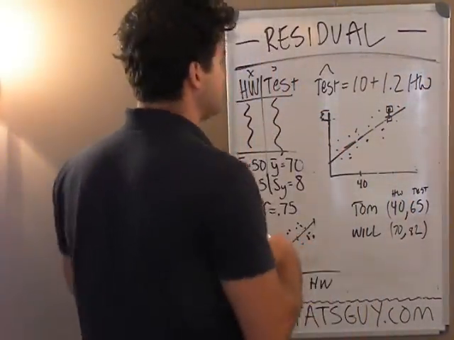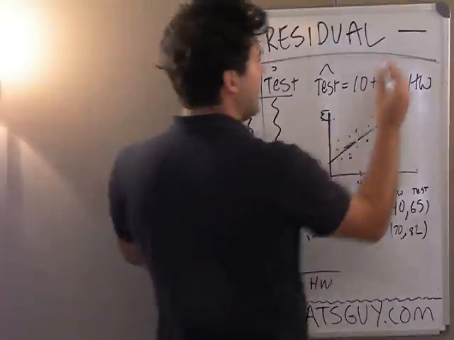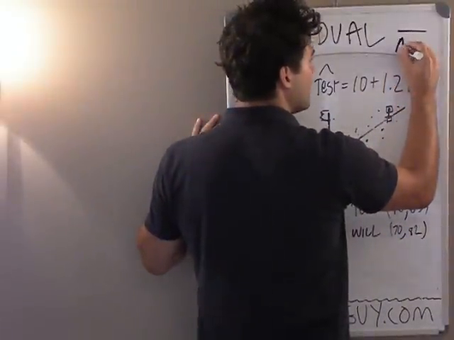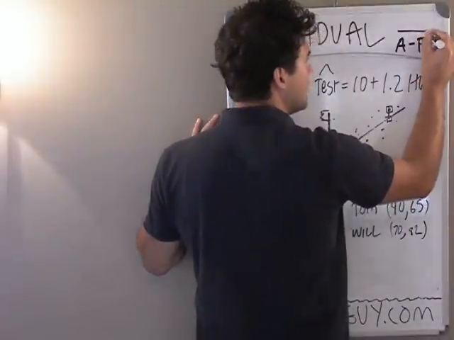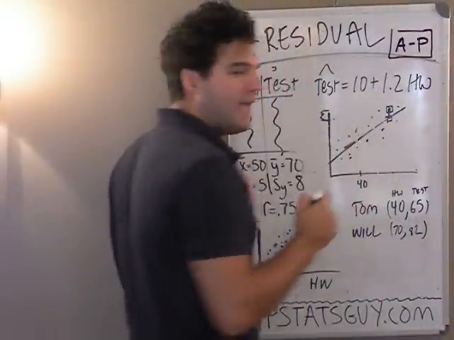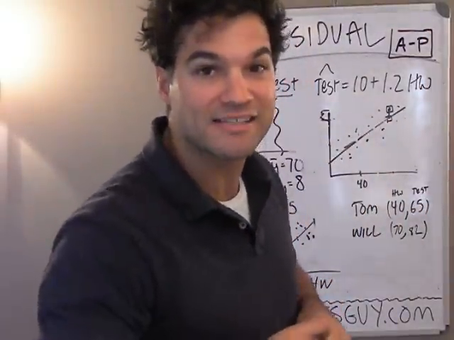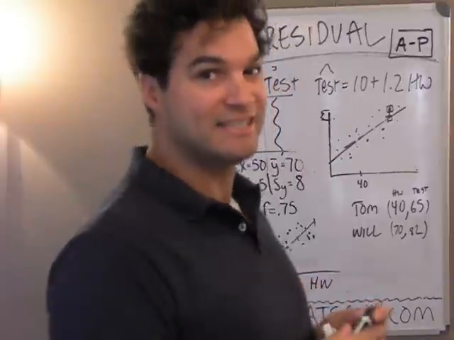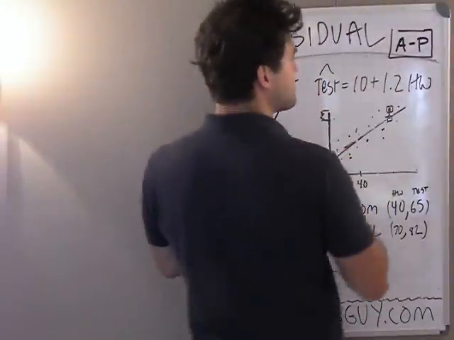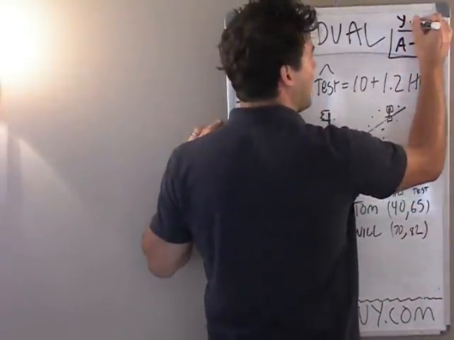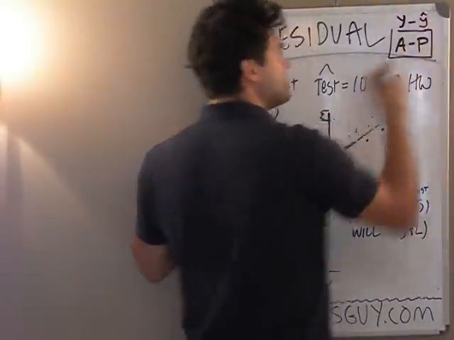So we write it like this. Residual is simply A minus P. Actual minus predicted. AP, kind of like this class, AP Statistics. Actual minus predicted, so the actual y minus the y hat, the predicted y.